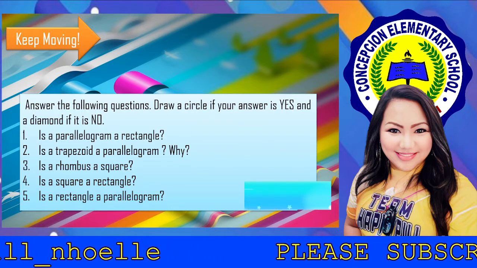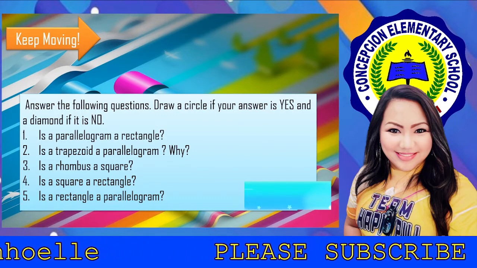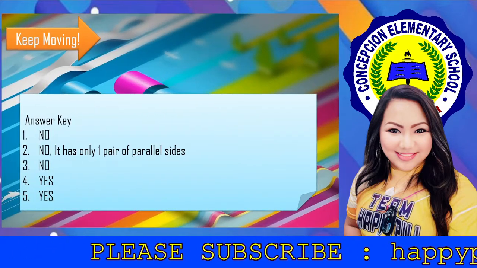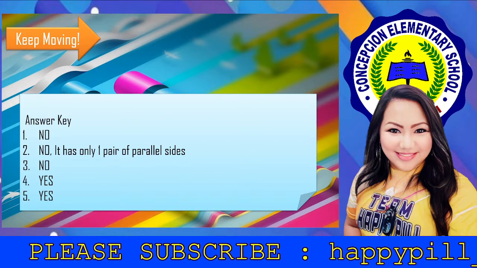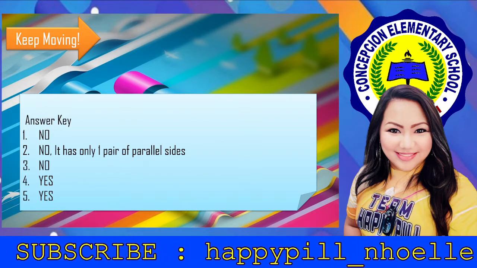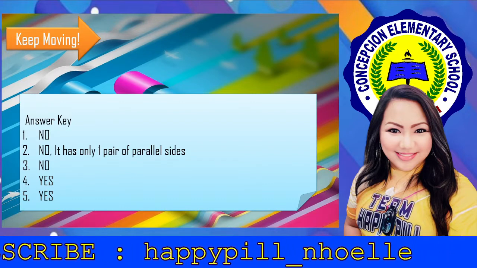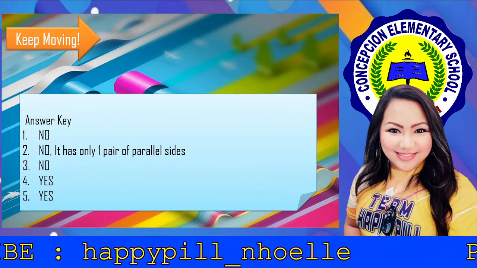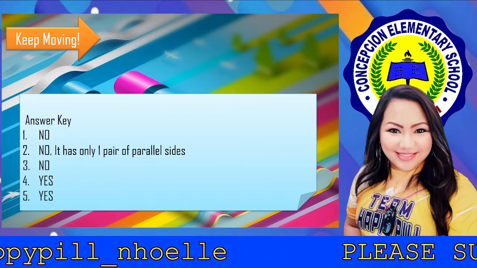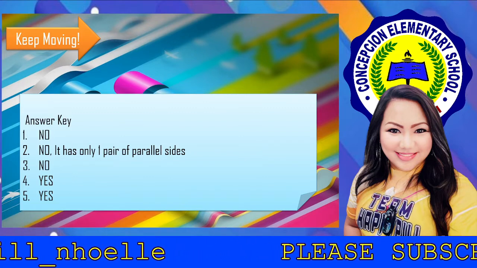Time is up, kids. Now let us check your work. So here are the correct answers. Number 1, no. Number 2, no. It has only one pair of parallel sides. Number 3, no. Number 4, yes. Number 5, yes. Good job, kids.